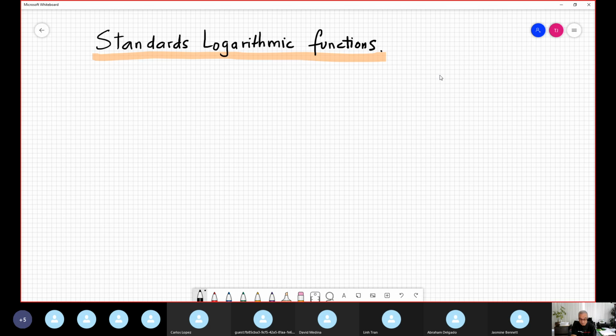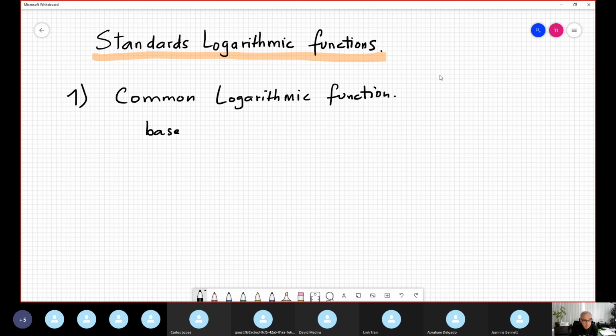However, in our calculator, we have a standard, the logarithm that everyone uses in real life. So we have two kinds. The first one is called the common logarithm. And what is the idea behind common? The base is 10. This is especially used in science, chemistry, physics, because it's more intuitive to understand this.